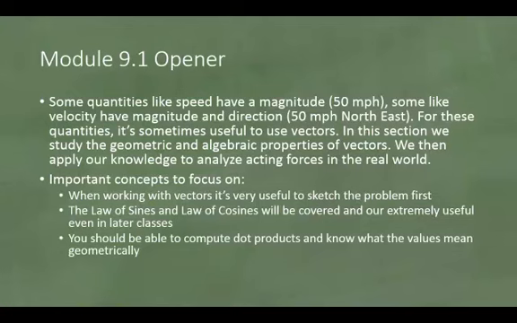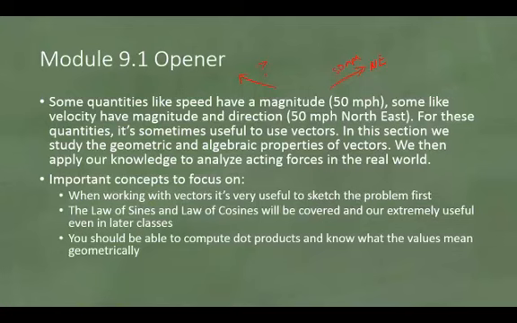Some quantities like speed have a magnitude, like 50 miles per hour. And some, like velocity, have a magnitude and a direction. So 50 miles per hour northeast, right? So there's a difference. When we say speed, we don't know in what direction, but velocity says 50 miles per hour northeast. So it's definitely in this direction, right? Not any other direction.